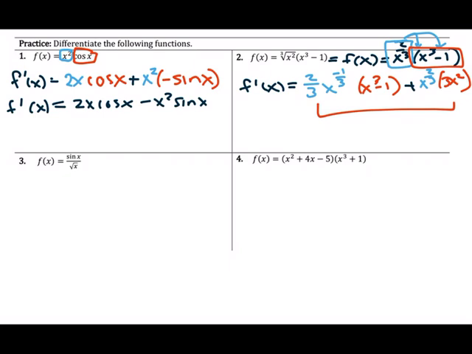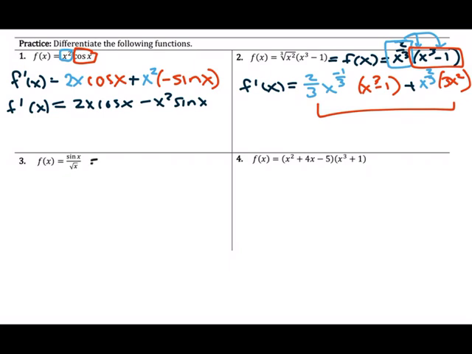On number 3, your first thought might be, we don't actually have a product here. We have a quotient. I have sine of x over the square root of x. But what I want you to think about is, is there a way for you to rewrite that denominator so instead of having a fraction, we have a product? So pause the video and see if you can think of a way to rewrite that.